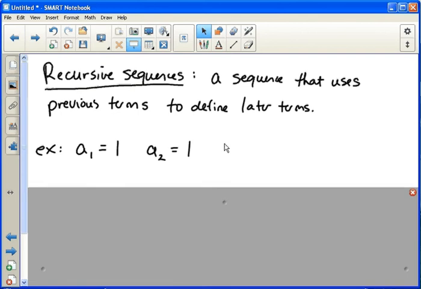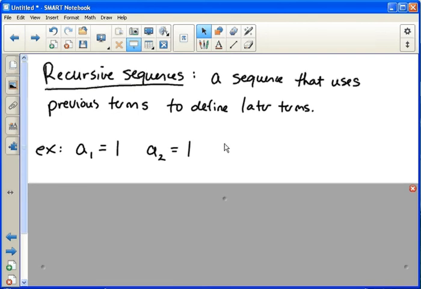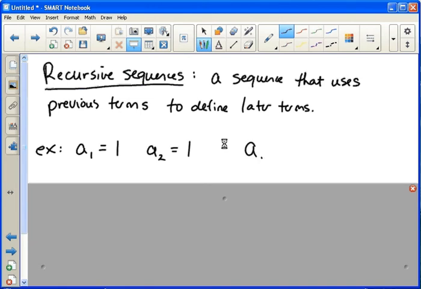So here's a really famous example. It's the Fibonacci sequence. First of all, with recursive sequences they're going to have to give you at least the first term, and often they'll give you maybe the second term or the third term, and then they give you a rule. The rule for the Fibonacci sequence would be something like this: a_n equals a_(n-1) plus a_(n-2).